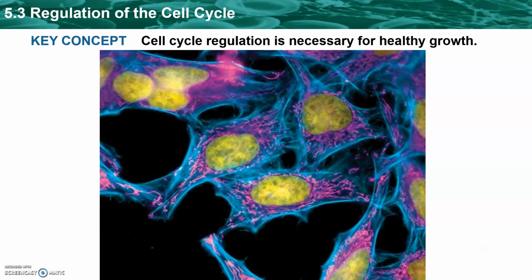Now, the focus of this section is about cell cycle regulation and how it's necessary for the healthy growth of cells. What you see here in this picture is actually a fluorescence microscope image of some cancer cells that are dividing uncontrollably, and we'll talk about that a little bit later in this presentation about how that happens and what the body can do about it.